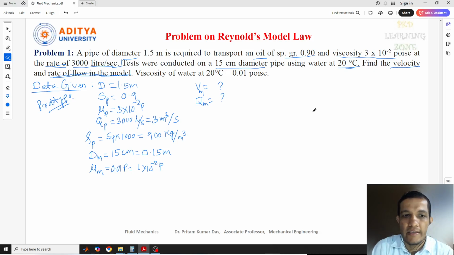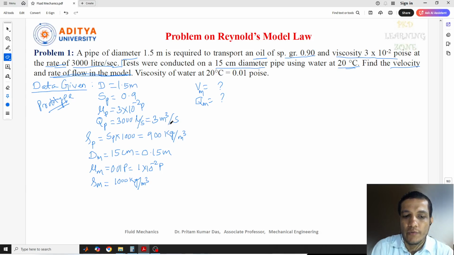Similarly, the density of water we know. The density of the water flowing through the model is 1000 kg per meter cube. So based on our requirement, we have identified all the data given in this question.